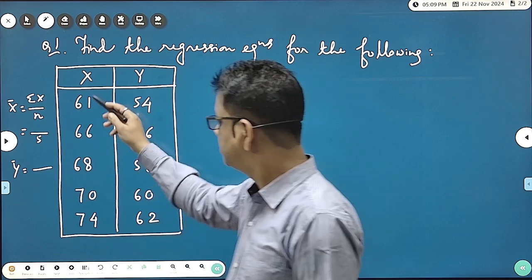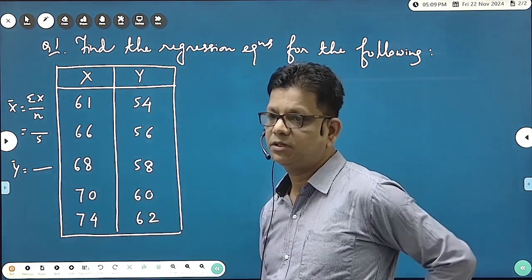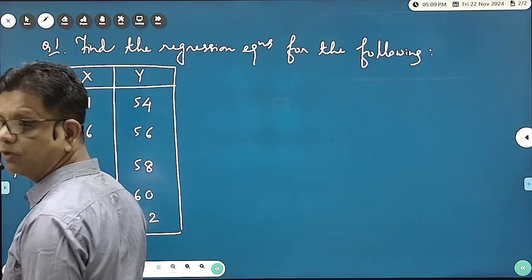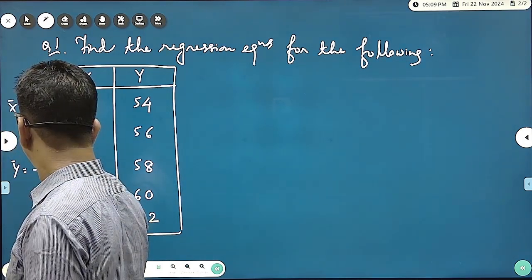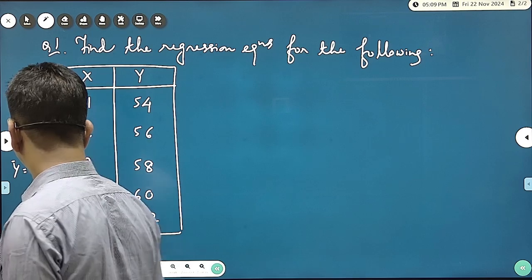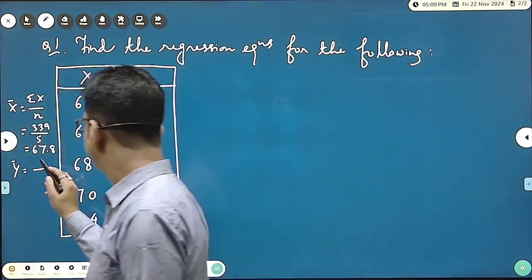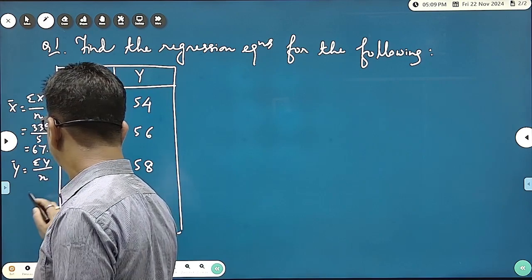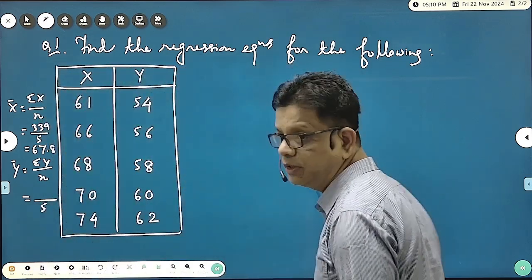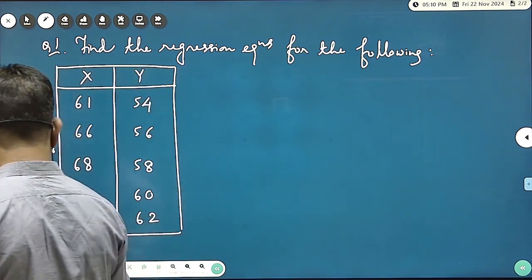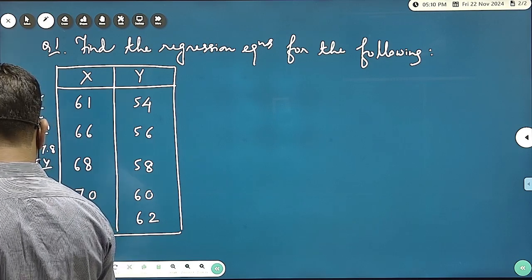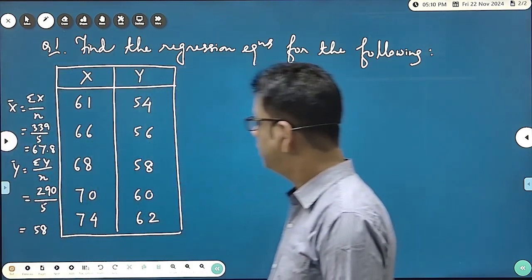Yes or no? Now 61, 66, all these numbers you have to add and write it there. What is the number? Total 339. So how much? 67.8. So that is x bar. Y bar, same thing: summation of y divided by n. So n is again 5. Total is how much? 290. So 290 by 5. Tell me, what is the number? 58. Yes, 58. Alright.